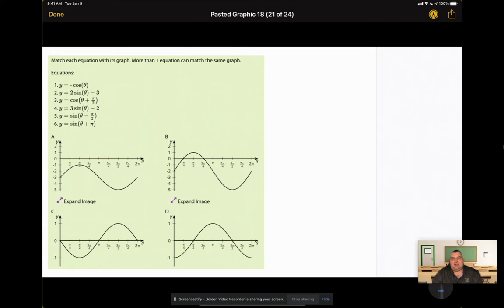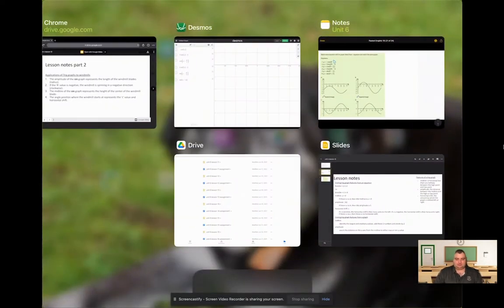Now the negative of that is just going to be everything is flipped. So instead of starting at 1, it'll start at -1, go up to 1, and come back down to -1. So the negative just flips everything. And the only one that makes sense in this case is graph D. Okay? So instead of starting at 1, it starts at -1, it goes up to 1, and comes back down to -1. And of course, we can check on Desmos.